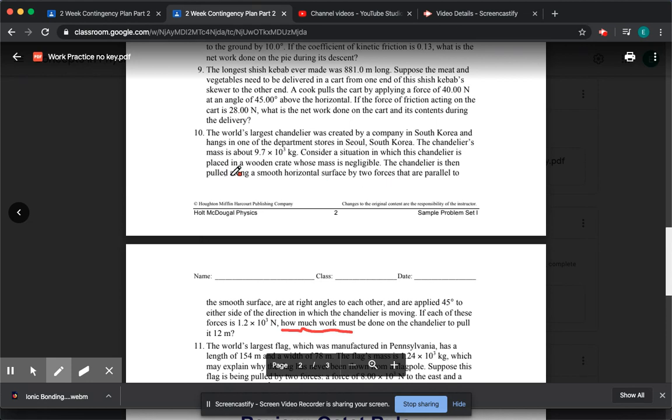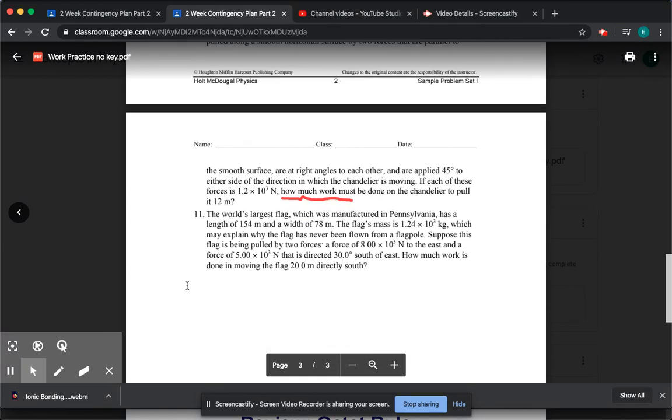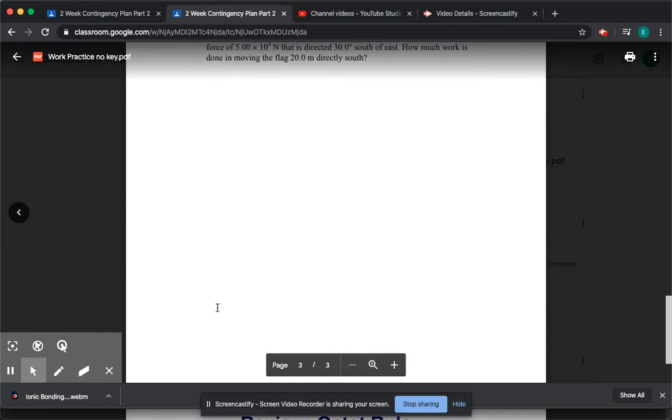The crate is then being pulled on a smooth surface by two forces that are parallel to the surface itself. What that means is that it's on the same plane as the surface. Okay, it's a little confusing, but just know that that's what they're referring to. It says the forces are at right angles to each other, but they're at 45 degrees in either direction of the movement of the chandelier. So I'm actually going to draw that for you right now so you can see what they're talking about.